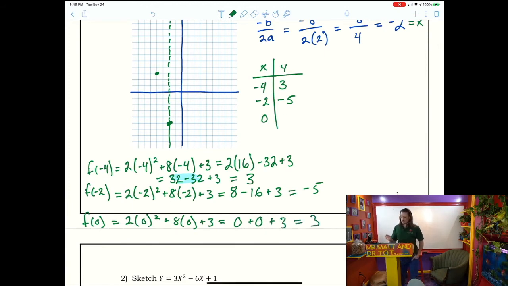And that is what we'd expect because I picked points equal distance from the axis of symmetry. So we'd expect the outputs, because quadratic equations are symmetric around that axis, to be the exact same y outputs. So this graph would look something like this.